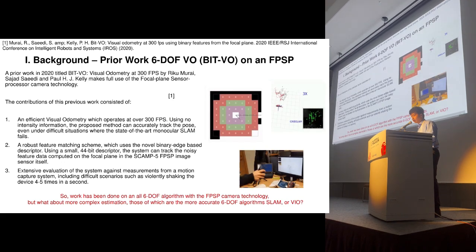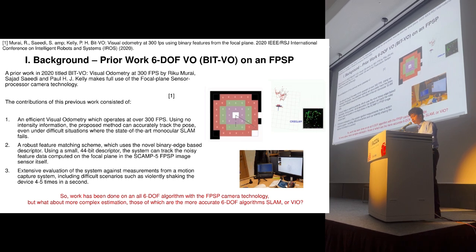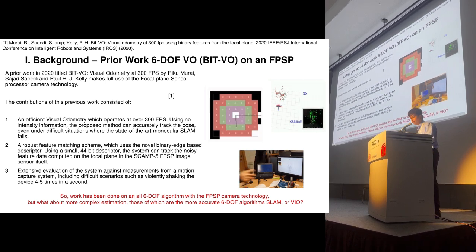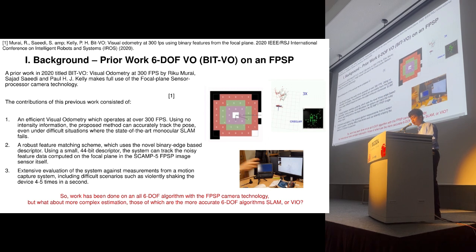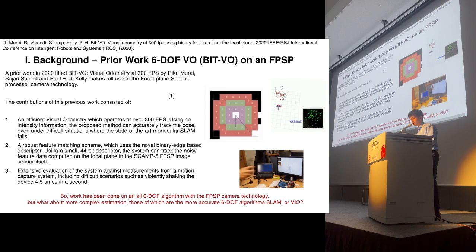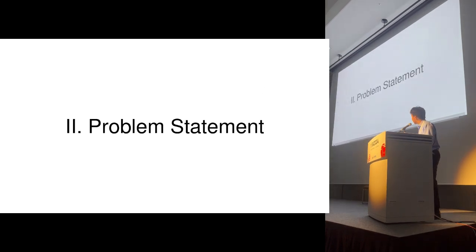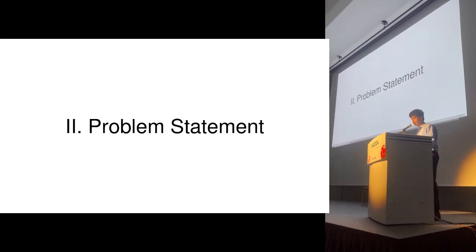There was a prior work known as BIT-VIO, which used this vision chip. It was a 6 degree of freedom visual odometry algorithm, an efficient visual odometry that operated at 300 FPS, outperforming state-of-the-art monocular methods. It had a robust feature matching scheme, and it can deal with very violent motions, where we did violent shaking. And so we build on top of this work today.